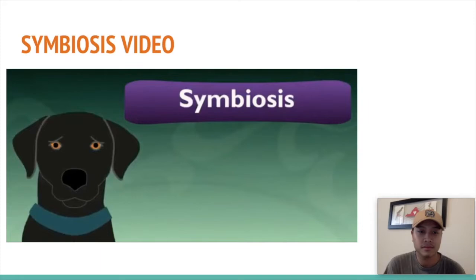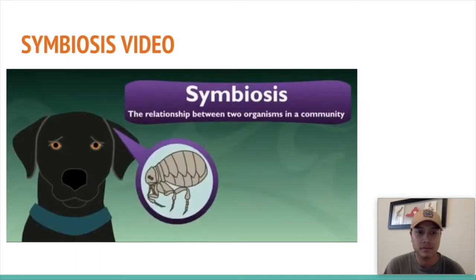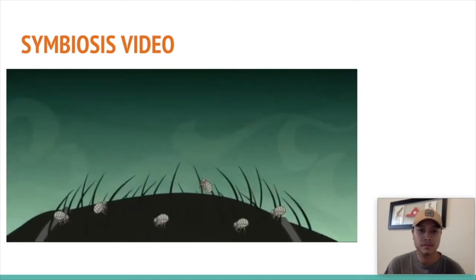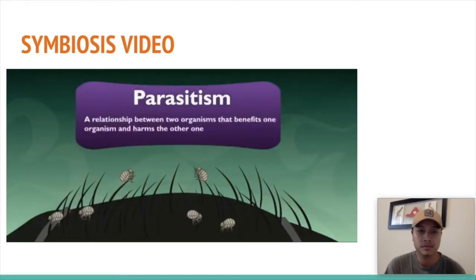Yeah, symbiosis. The relationship between 2 organisms in a community. The fleas bite Rookie because they need him for food. They're eating him? Symbiosis doesn't seem like a good relationship for Rookie. Well, in this case, it's not. There are 3 types of symbiosis. This type is called parasitism. Parasitism only benefits one organism and harms the other organism.